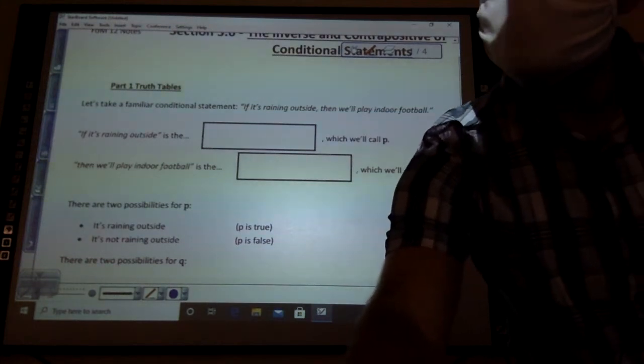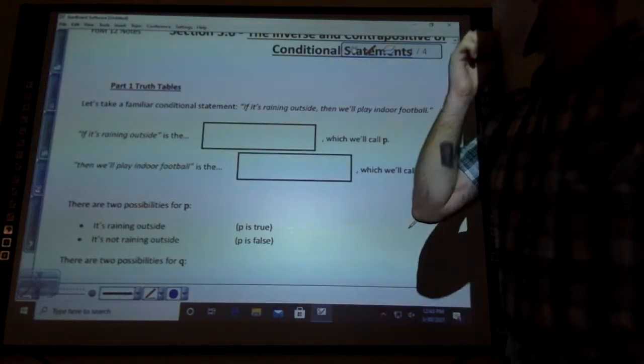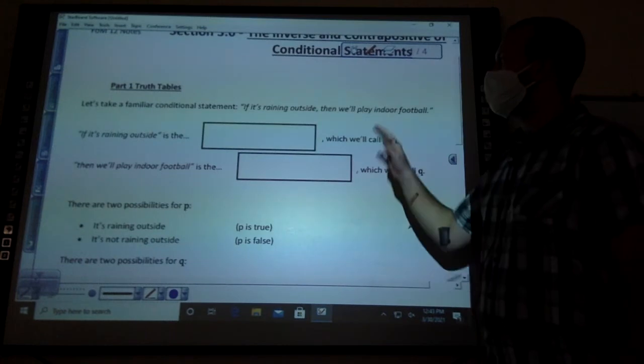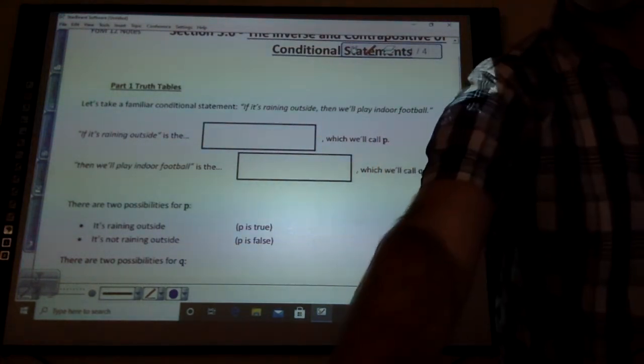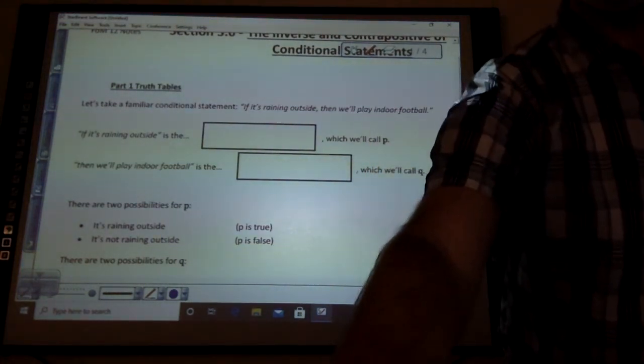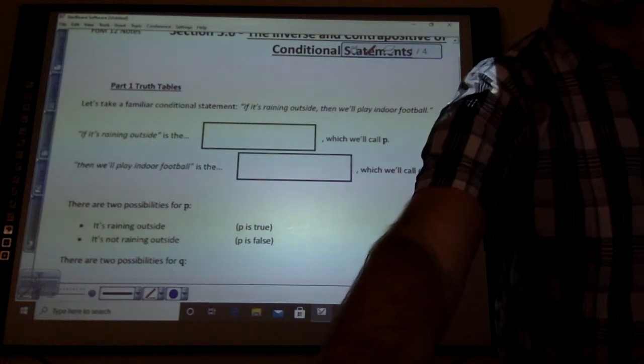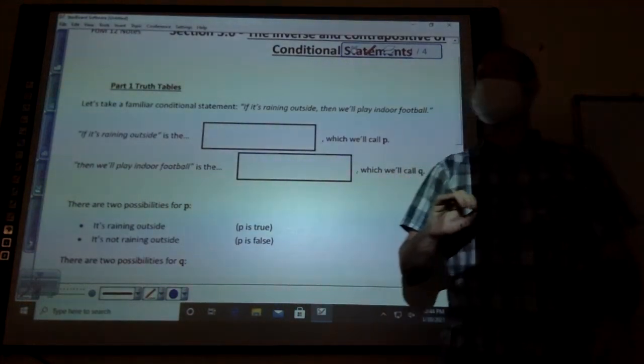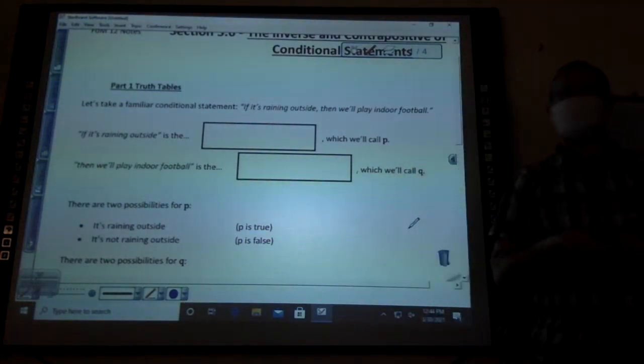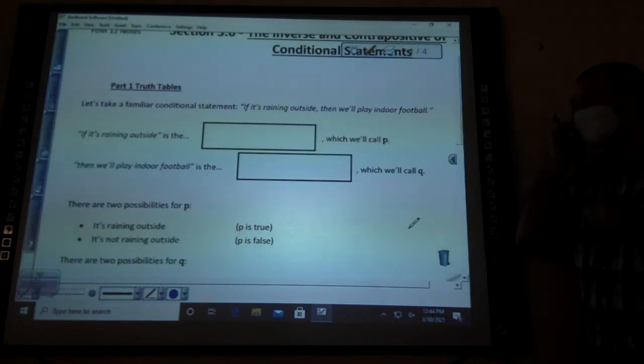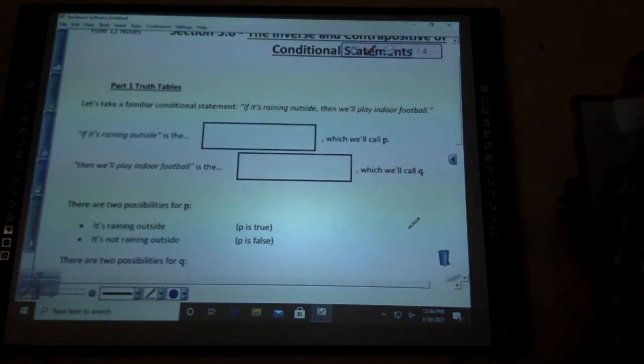So for this first part, there's two parts to our conditional statement. There's an if part, and there's a then part. Did any of you watch the video yesterday? Okay, so then this will be a quick recap from yesterday.